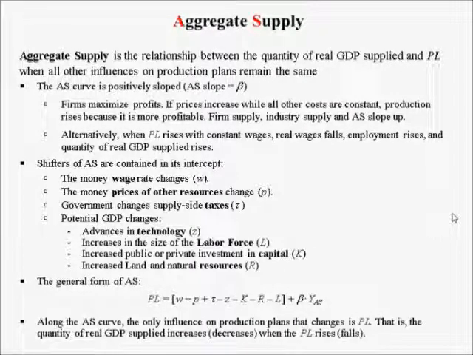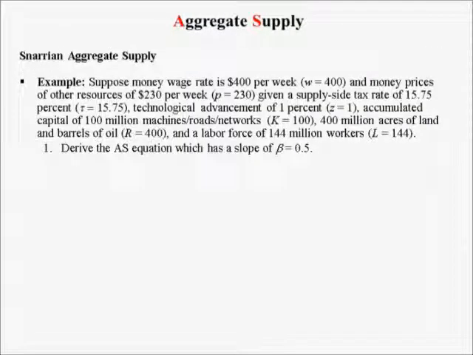Along the aggregate supply curve, the only influence on production plans that changes is the price level. That is, the quantity of real GDP supplied increases when the price level rises. Quantity of real GDP supplied decreases when the price level falls. So let's just do an example.